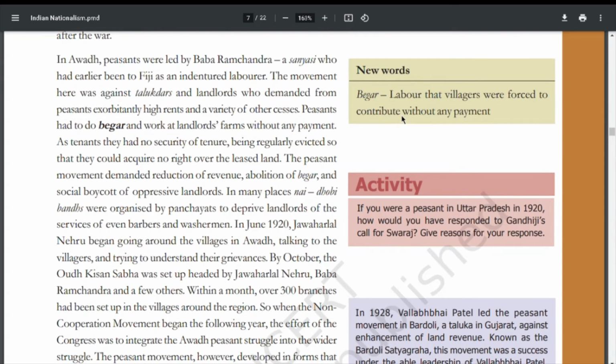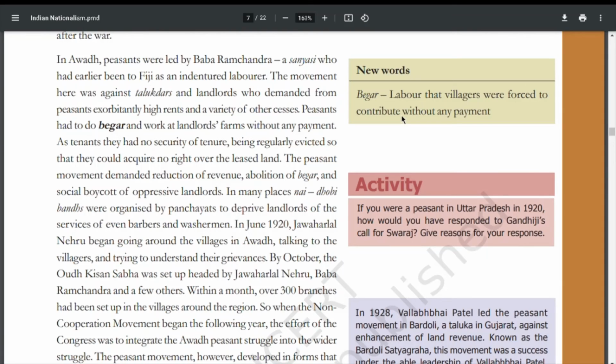In Awadh, peasants were led by Baba Ramchandra, a sannyasi who had earlier been to Fiji as an indentured labourer. The movement here was against talukdars and landlords, who demanded from peasants exorbitantly high rents and a variety of other cesses. Peasants had to do begar and work at landlords' farms without any payment. As tenants, they had no security of tenure, being regularly evicted so that they could acquire no right over the leased land. The peasant movement demanded reduction of revenue, abolition of begar, and social boycott of oppressive landlords.